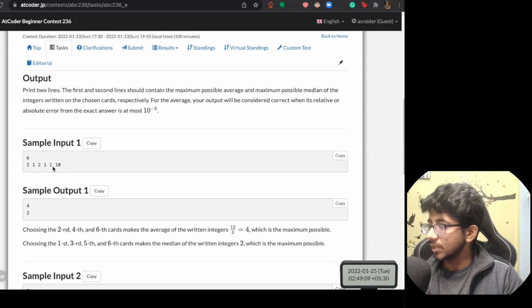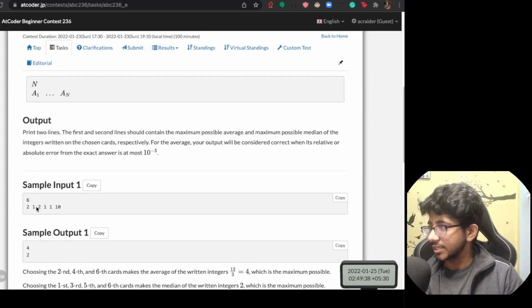The sample is 6, 2, 1, 2, 1, 1, 10, 4, 2. So for the maximum average, we kind of pick up the maximum elements. The second, fourth, and sixth cards make an average of 12. Yeah, so these three make an average of 12. That's 1 plus 1 plus 10. So we are taking at least one of every neighbor. And the 1st, 3rd, 5th, and 6th cards make a median of 2. That's also correct. So these are the best things that we can make. So our understanding is correct.